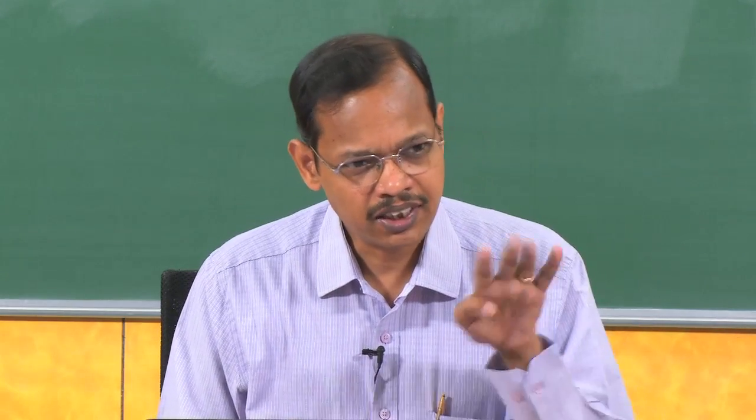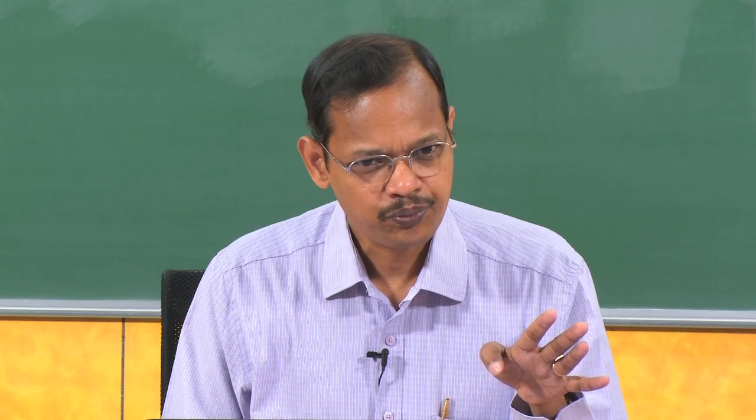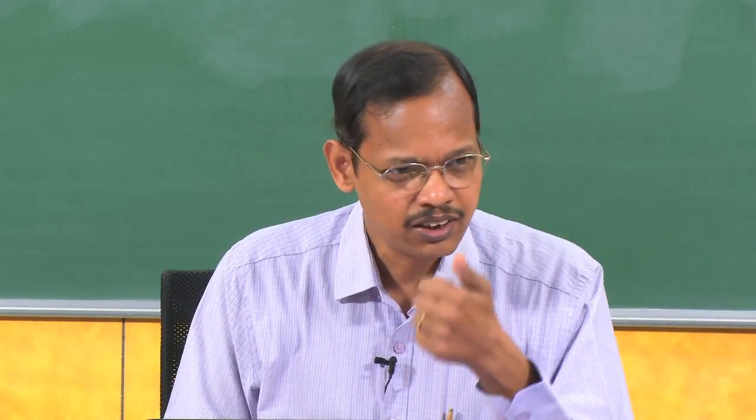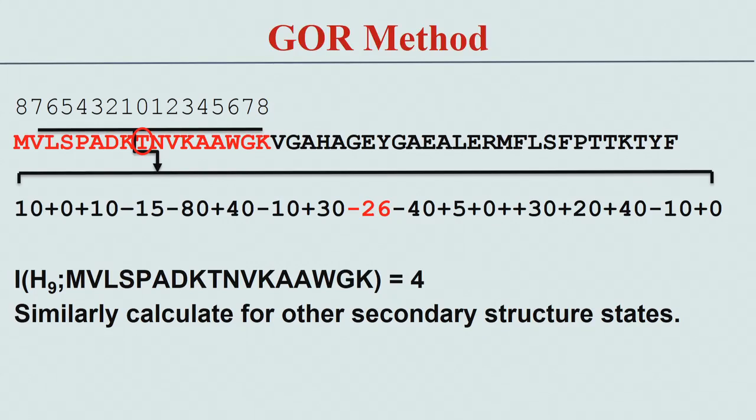How many matrices did they derive? This is for helix. There are 4 matrices: one for helix, one for strand, one for turn and one for coil. Now we have the amino acid sequence, and how do we obtain the information content using Garnier, and how did they use the data to predict the secondary structures? For example, take the central residue, this threonine. These are the different windows. You can see 17-residue windows, from here to here. So there are 17 residues.